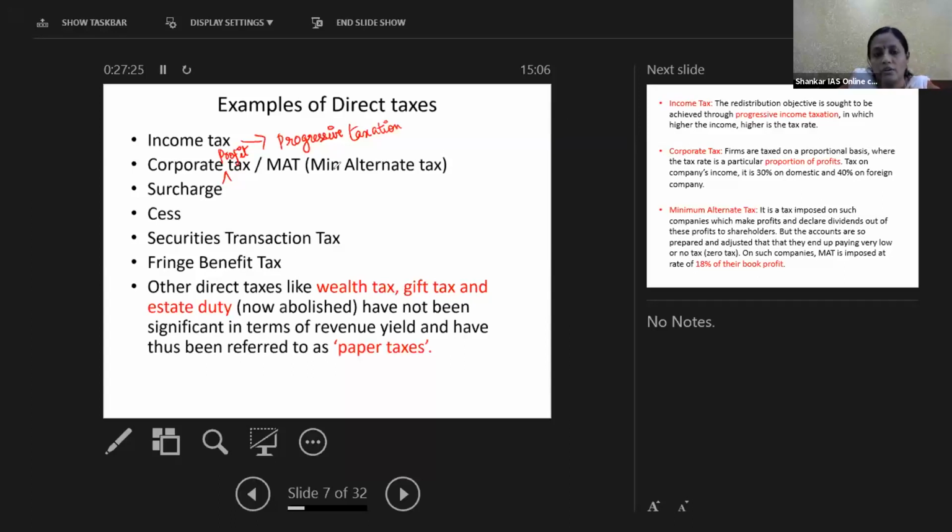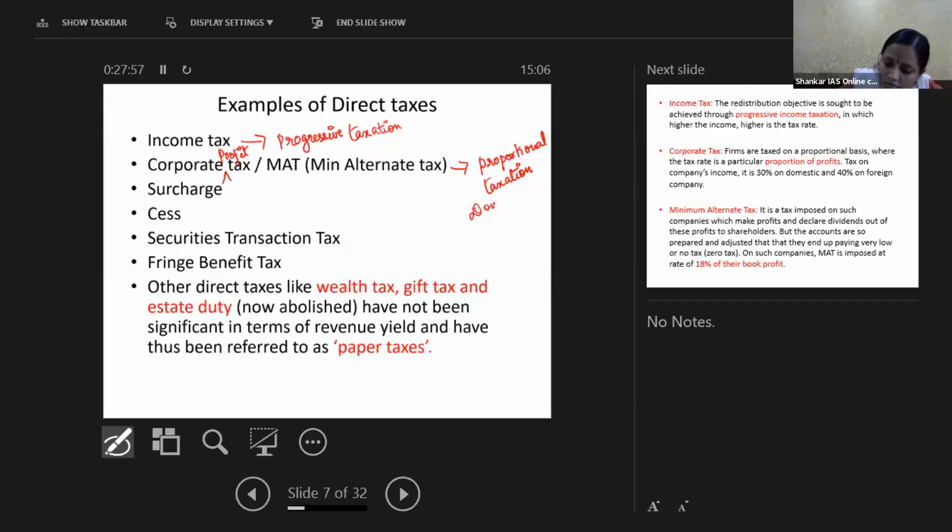Now we will say what is this corporate profit tax. Corporate profit tax is levied upon the profit earned by the business or the company, right? And it is proportional taxation. What do you mean by proportional taxation? Whatever may be the level of income, you pay a particular percentage of your profit as taxation to the government. How much is that?